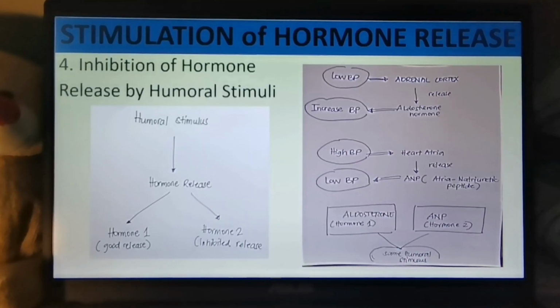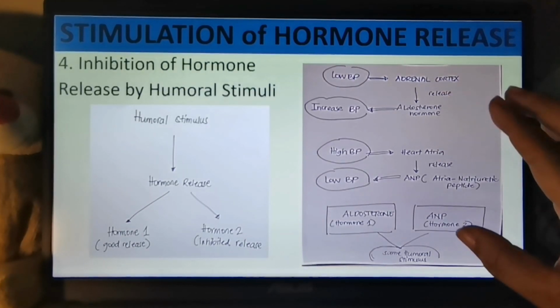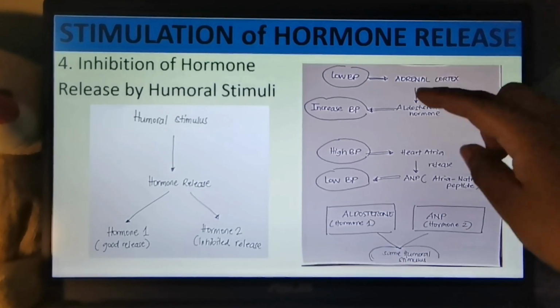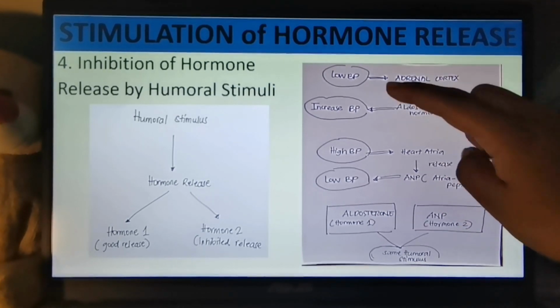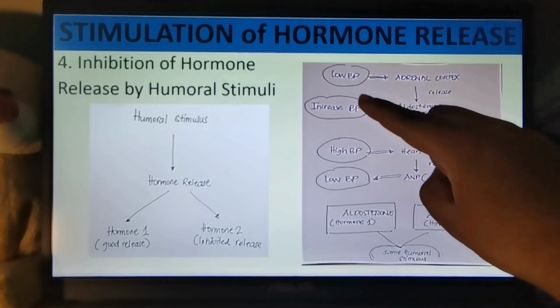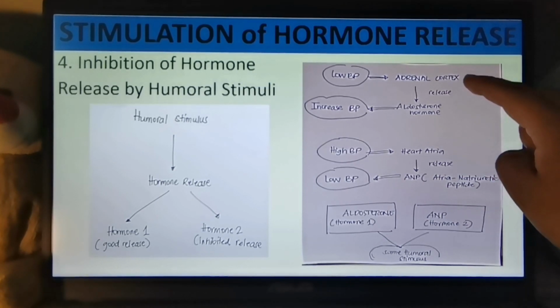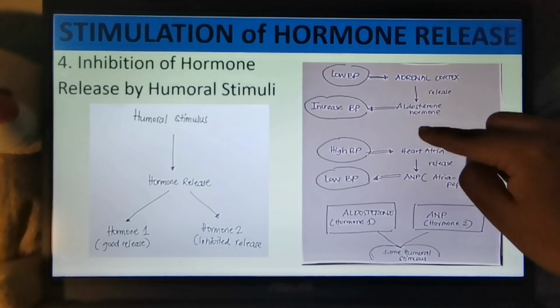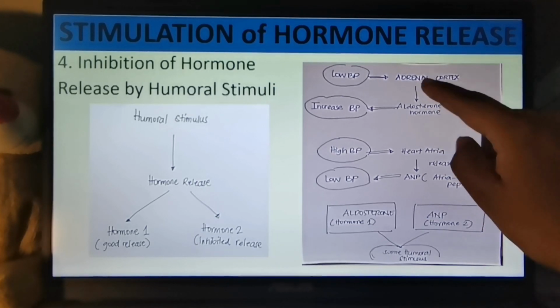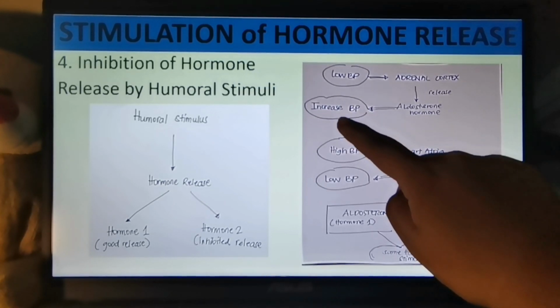Okay, number 4. Inhibition of hormone release by humoral stimuli. So, let us explain it through this. I have drawn this. Sana clear lang ito. For example, in your body, if you have a low blood pressure, your adrenal cortex is being stimulated. Sinasabi sa utak mo, ay, low yung BP natin, so kailangan mag-release ng aldosterone hormone. Ang aldosterone hormone ay nag-i-increase ng BP natin.